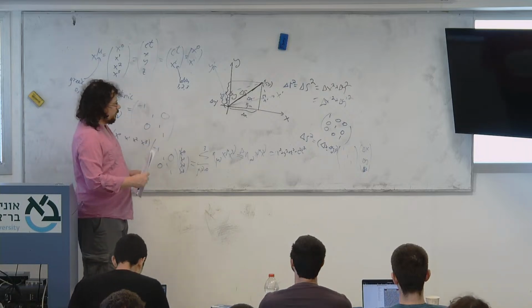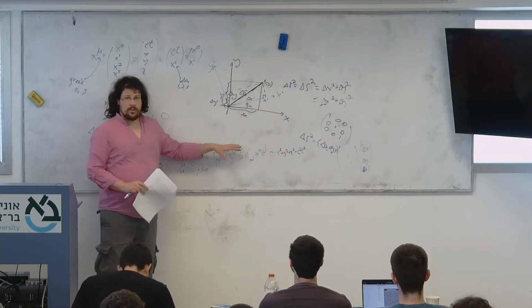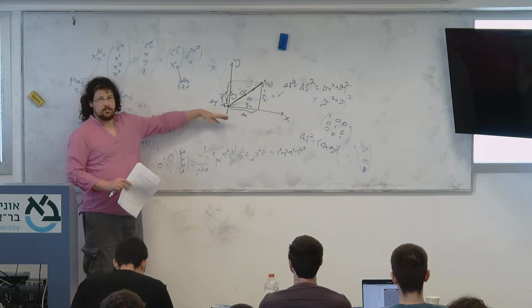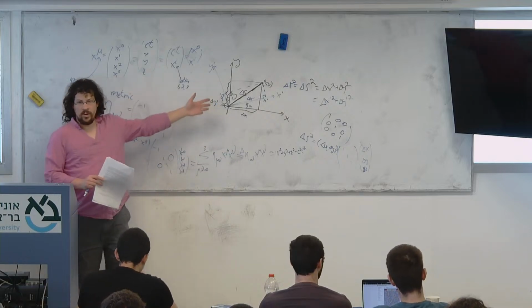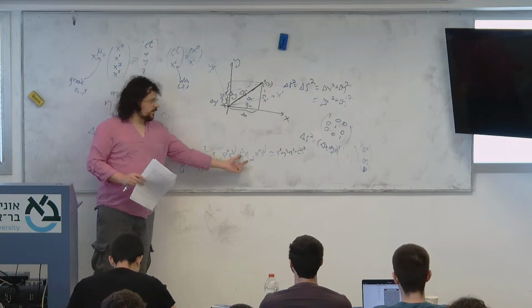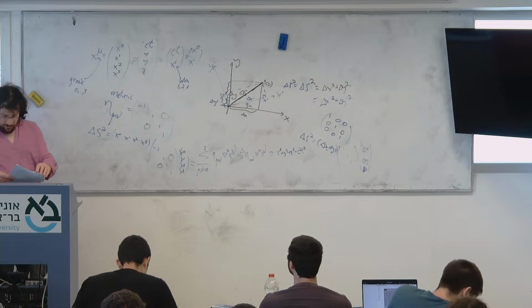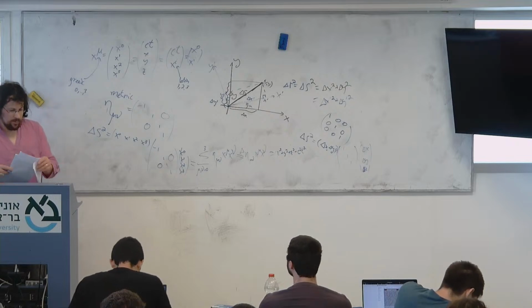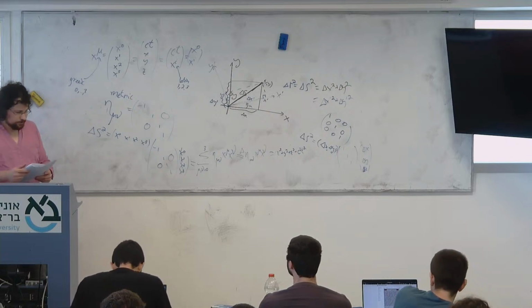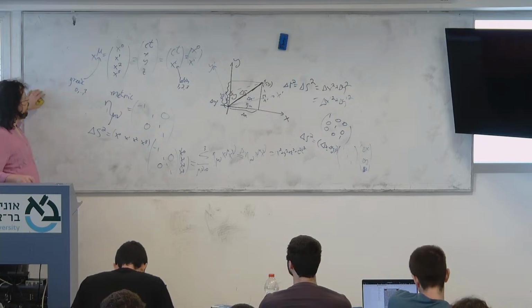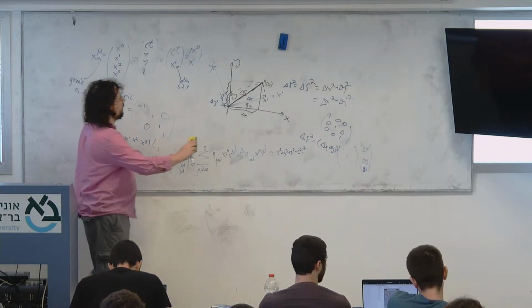A Lorentz transformation, then, will be a transformation from one coordinate system O to another one O prime that conserves this interval, this delta s squared. And we want to talk about all the possible transformations that maintain this interval. So let's write that down.